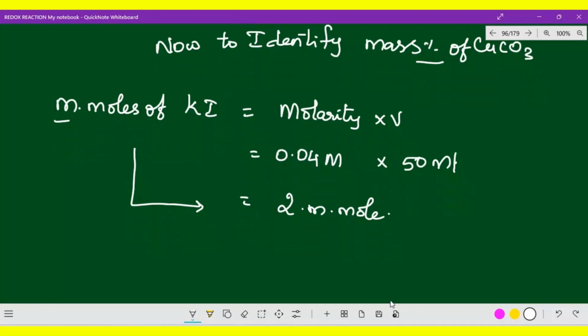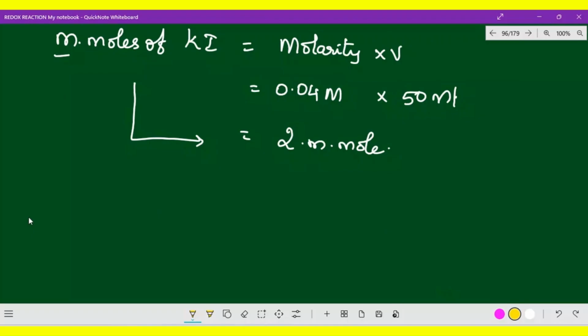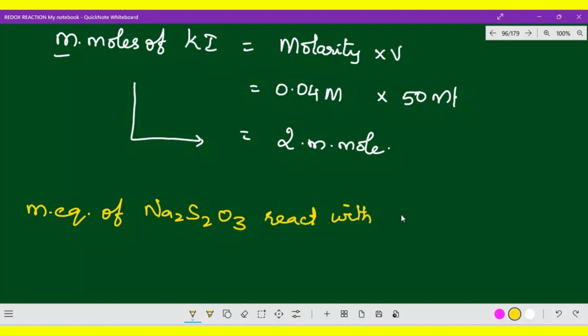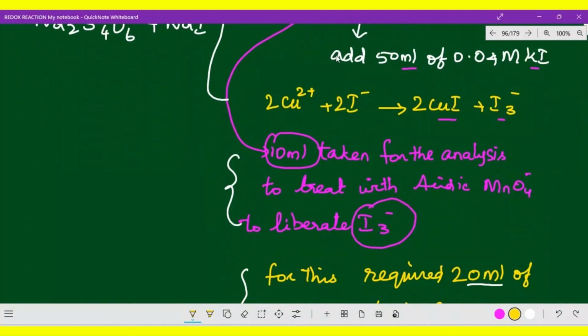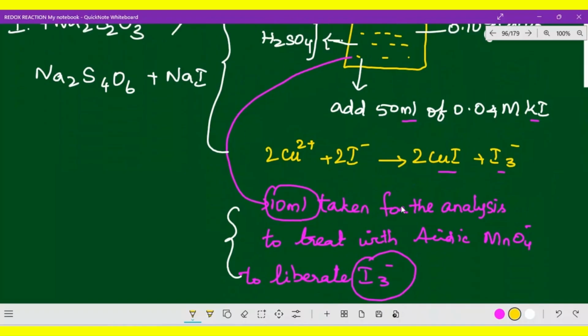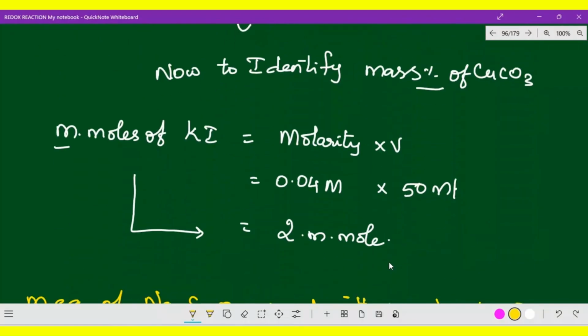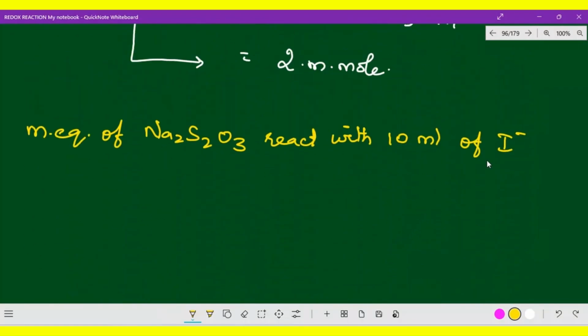Another point, milli-equivalent we have to identify. So milli-equivalent of sodium thiosulfate, Na2S2O3, reacting with 10 ml of iodine, I minus. This is the point I just mentioned, the last point. It is 10 ml. So here I minus 10 ml. From this, 10 ml we have taken. Now you see, 10 ml was taken for the analysis to treat with acidic permanganate to liberate I3 minus. So here we have taken 10 ml of iodine, right?